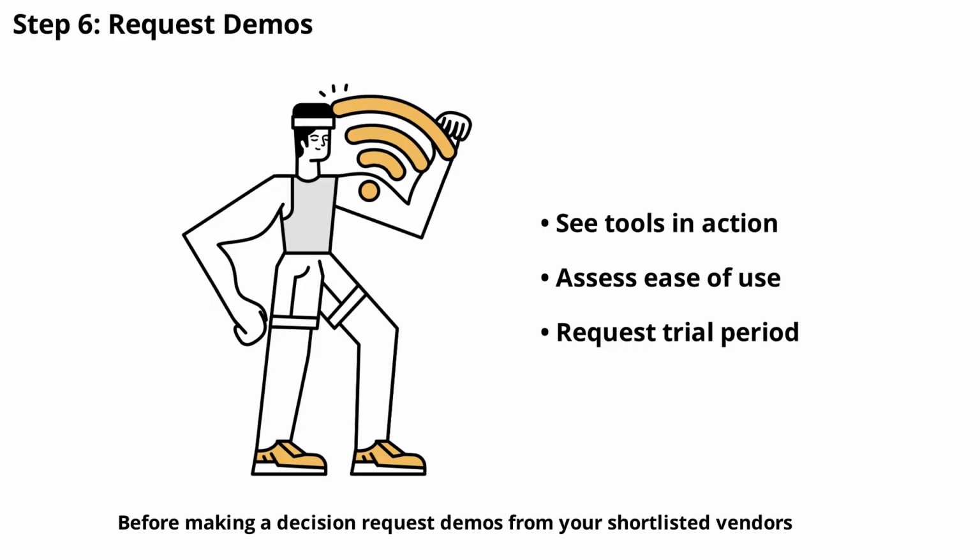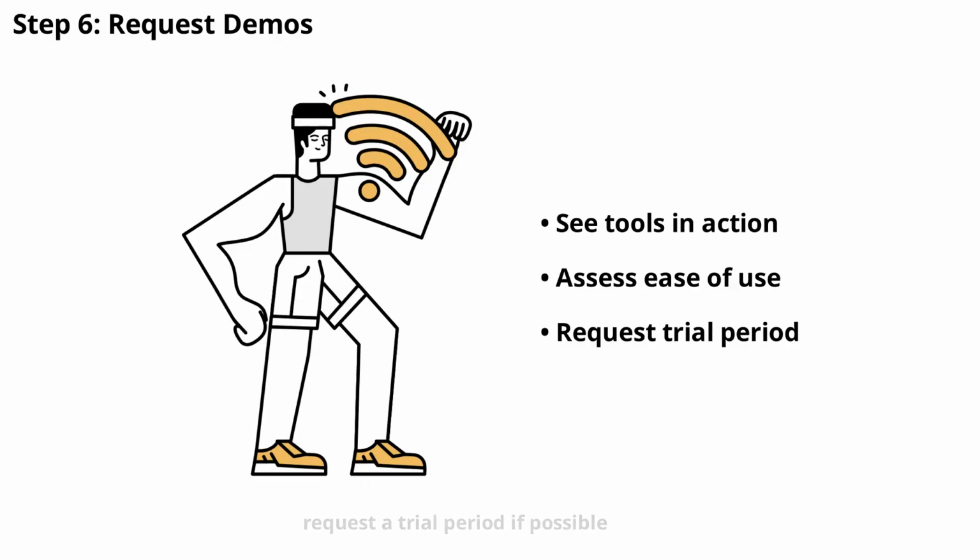Before making a decision, request demos from your shortlisted vendors. A live demonstration allows you to see the RPA tool in action and assess how well it fits your business needs. Pay attention to how intuitive the interface is, how quickly you can set up automations, and whether the tool integrates smoothly with your current systems. Don't hesitate to ask questions and request a trial period if possible.